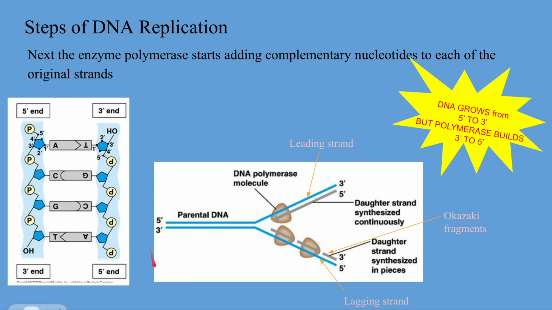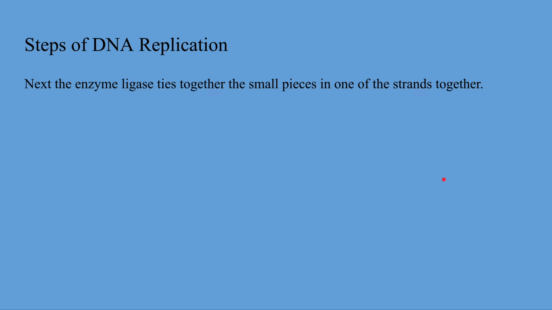Now, if you want some more detail on how this polymerase lags in detail, I left a video in the link, so check that out if you're interested. So, the last step in DNA replication is the enzyme ligase, which ties together the small pieces, the Okazaki fragments, in the lagging strand. So here's a diagram.